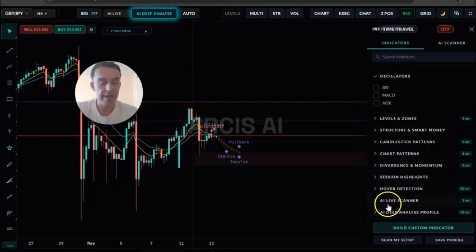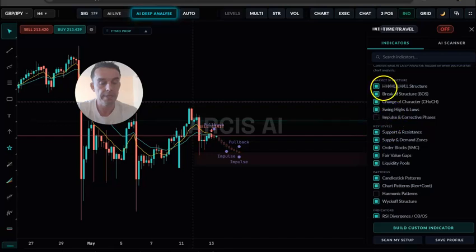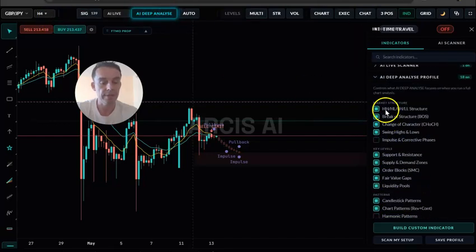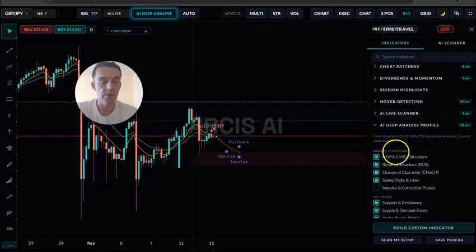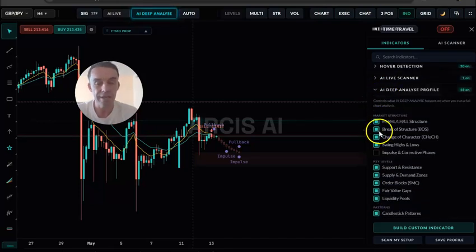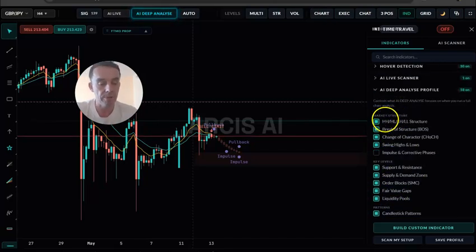You have the AI deep analyst section here, and that's when you run this deep analyze button. It is basically reading the charts for all these kind of different structures. Now you can just program this for what you want it to look for, and it's recommended not having all these ticked. Use it for a strategy like support resistance with entry signal or a pattern, and it will come up with setups for you.